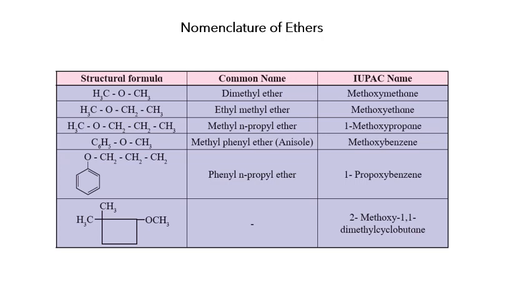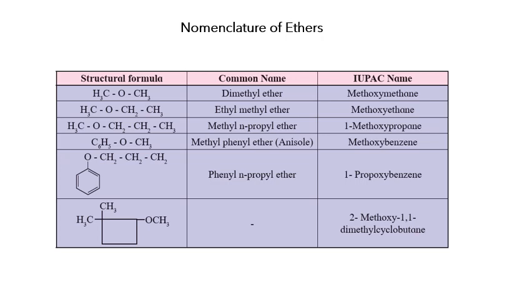Nomenclature of ethers. In the common system of nomenclature, the ethers are named by writing names of the alkyl groups attached to the oxygen atom in alphabetical order, and the word ether is added. If two alkyl groups are the same, prefix di is used. According to the IUPAC system of nomenclature, the ethers are named as alkoxy alkanes. The larger alkyl group is considered to be the parent alkane. The name of the alkane is prefixed by the name of the alkoxy group and its locant.